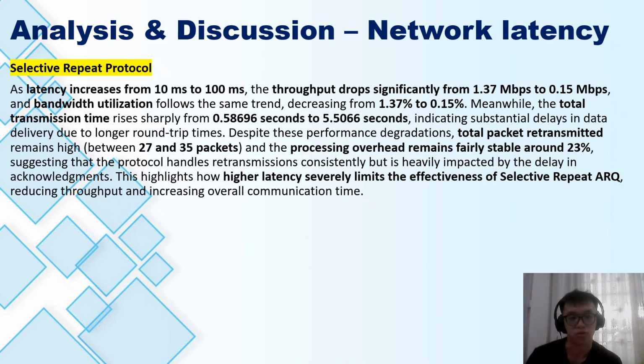As for the selective repeat protocol, as latency increases from 10 milliseconds to 100 milliseconds, the throughput drops significantly from 1.37 megabytes per second to 0.15 megabytes per second, and bandwidth utilization follows the same trend, decreasing from 1.37% to 0.15%. Meanwhile, the total transmission time rises sharply from 0.58696 seconds to 1.5066 seconds, indicating substantial delays in data delivery due to the longer round-trip times.